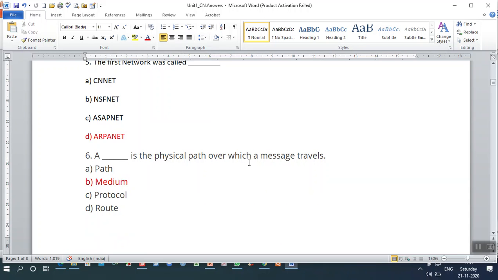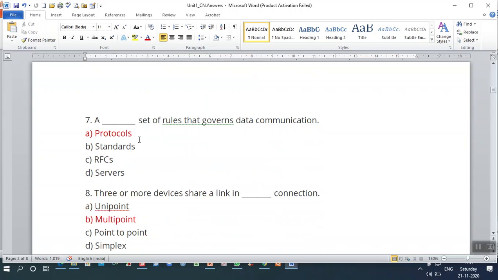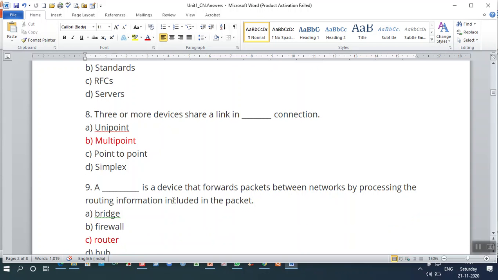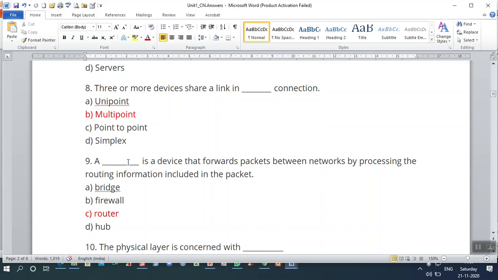A dash is the physical path over which a message travels. The medium. A medium is the physical path over which a message travels. And a dash set of rules that govern data communication. A protocol, set of rules. Is it not? I already told protocol is nothing but a set of rules. And when three or more devices share a link, in dash connection, multipoint connection. A dash is a device that forwards packets between networks by processing the routing information included in the packet. So who is going to identify the route? A router.